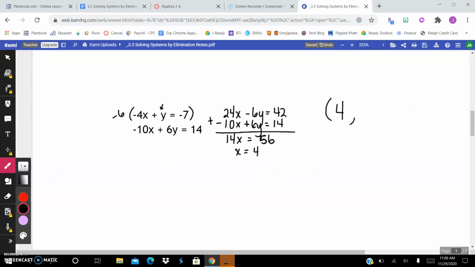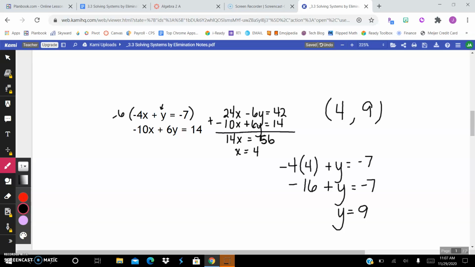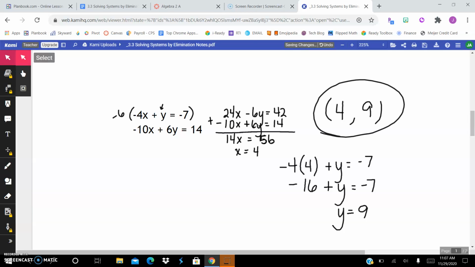And then we substitute that back into one of the two equations. And because there's no coefficient on the top y, I'm going to use that one because that means there's one less step. So negative 4 times 4 plus y would be negative 7. So this would be negative 16 plus something would give us negative 7. So we would have to add 16 to both sides. So 16 minus 7 would be 9. So our y is 9, and our ordered pair is 4, 9.